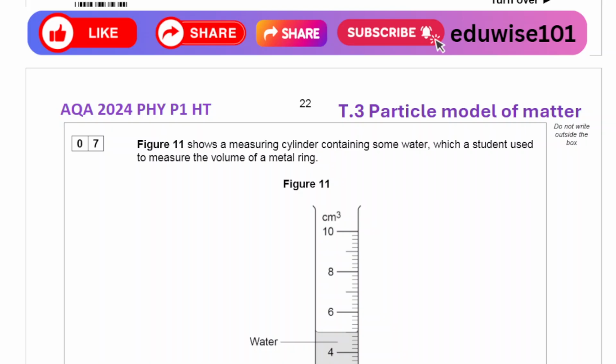In this video, I'm going to go through the AQA Physics Paper 1 higher tier from 2024. Question number 7 is on the topic of particle model of matter.